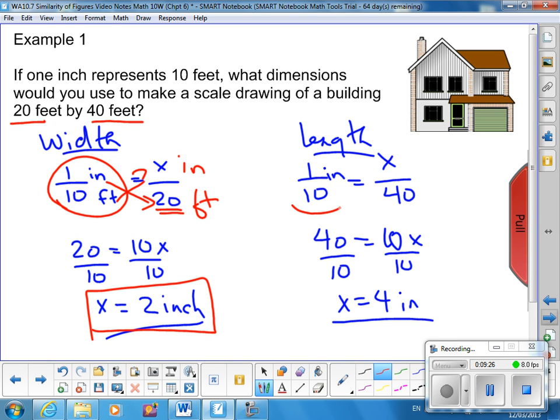The length, we take the scale factor of 1 to 10. We don't know the number of inches, but we do know that it's 40 feet. So when you cross multiply, you get 10x equals 40 and solve to find out x is 4 inches. So 40 feet would be drawn as 4 inches.